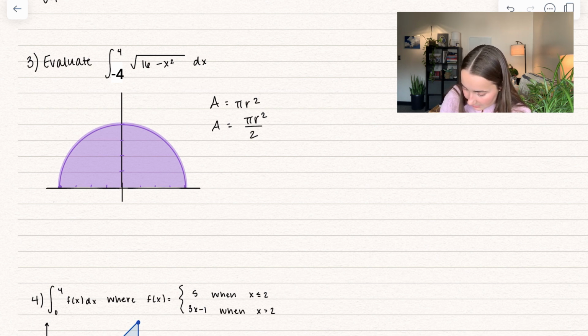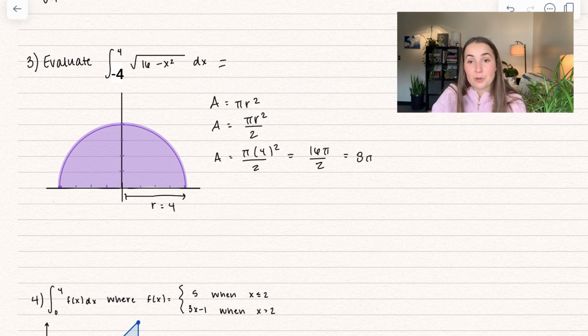If we're working left to right, we have a radius equal to 4. And here we also have that we're above the x-axis, so we don't need to worry about it being negative. So the area is equal to pi times 4 squared divided by 2, which is equal to 16 pi divided by 2, or 8 pi. So this is what our definite integral is equal to.